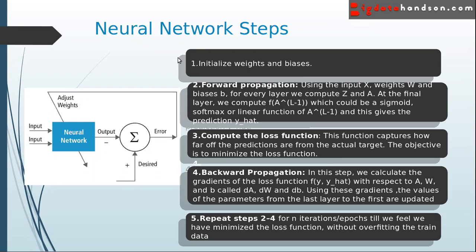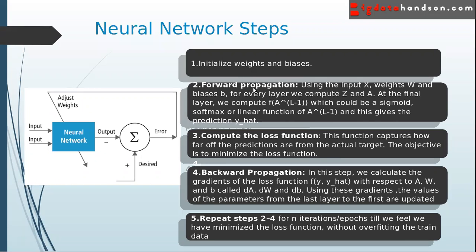Actually, the neural network tries to improve itself. How does it try to improve itself? Based on these 5 steps only. In the first step, we initialize the weights and biases. We'll assign weights to every neuron. Every single neuron will be assigned a weight.